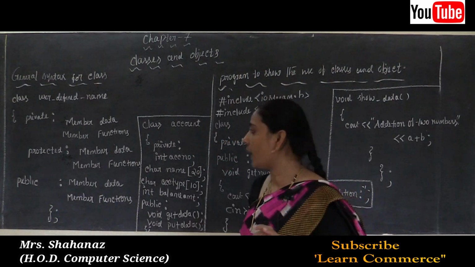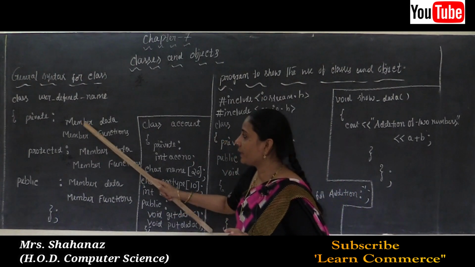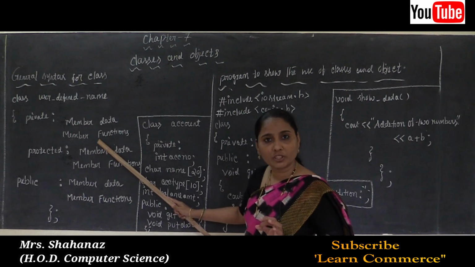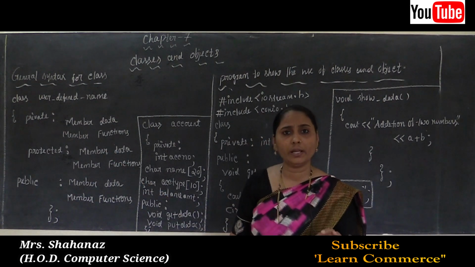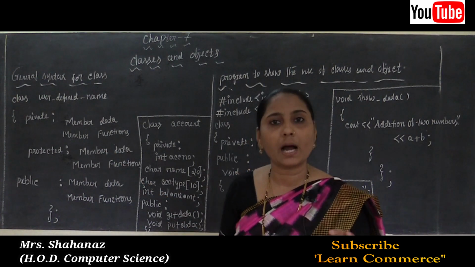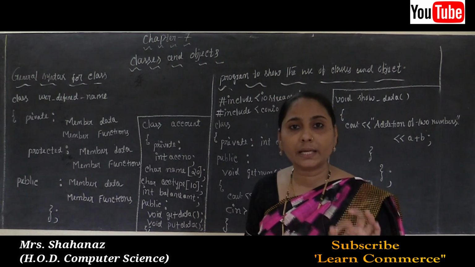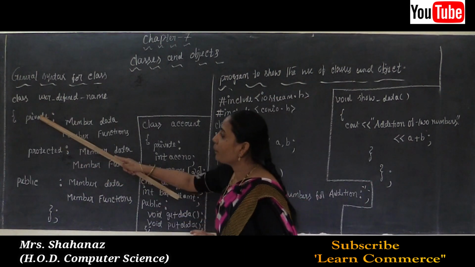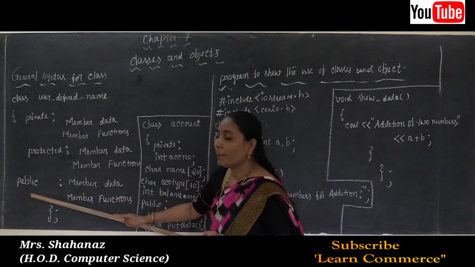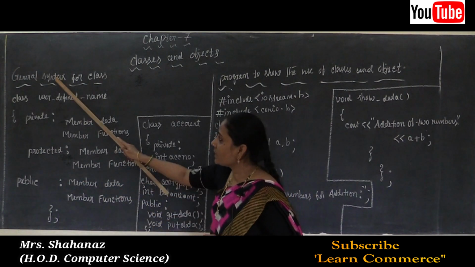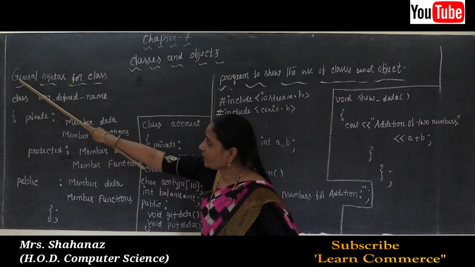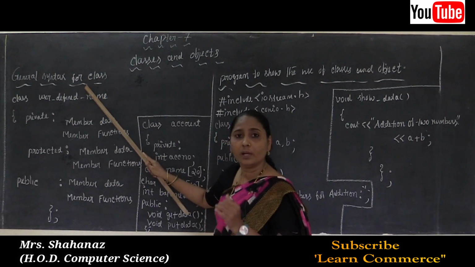The members are the member data and the member functions, and there are generally three types of members in our class. The three types of members are private, protected, and public. So this is the explanation of our general syntax for a class.